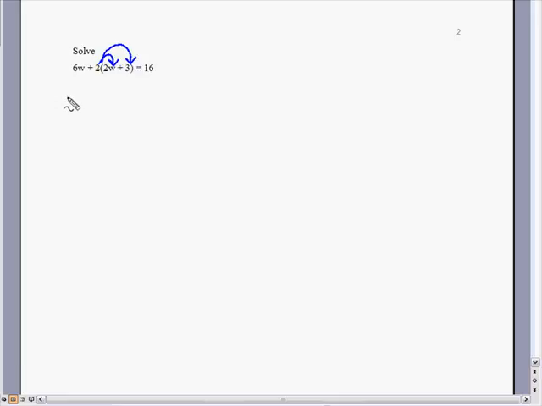When solving an equation, we always want to write down the whole entire equation. We still have 6w plus 2 times 2w is 4w, plus 2 times 3 is 6, which is equal to 16.